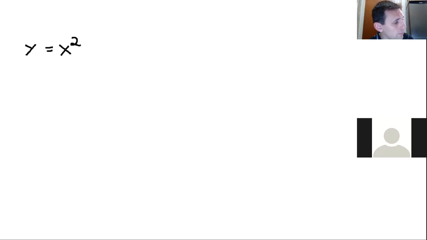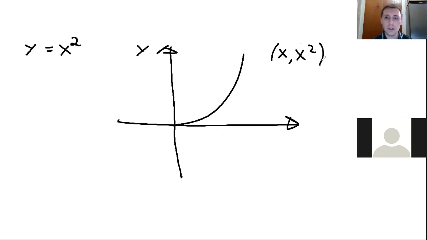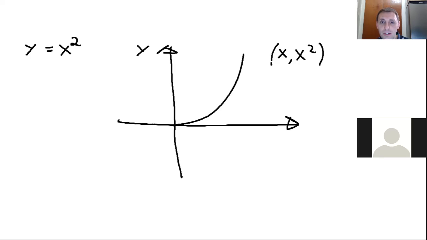Now let me draw only a portion of it, right? So let me draw, this is the y-axis, this is the x-axis, and when I say y equals x squared, I'm only considering the positive x. So what is y equals x squared? That's nothing more than the points x, x squared. Are you still with me? Yes, okay. Do you understand and what does it mean? It means that the second coordinate is the square of the first, okay?